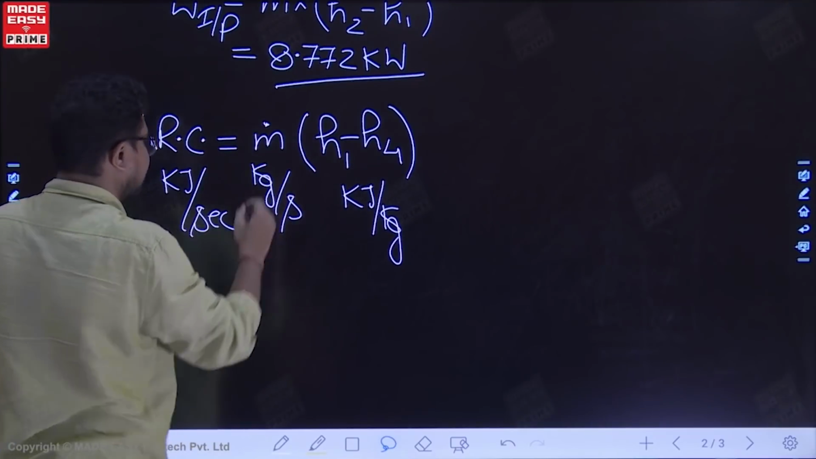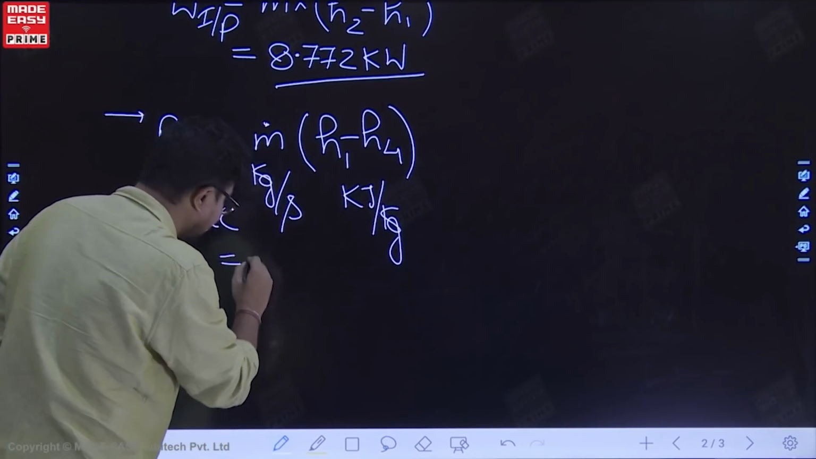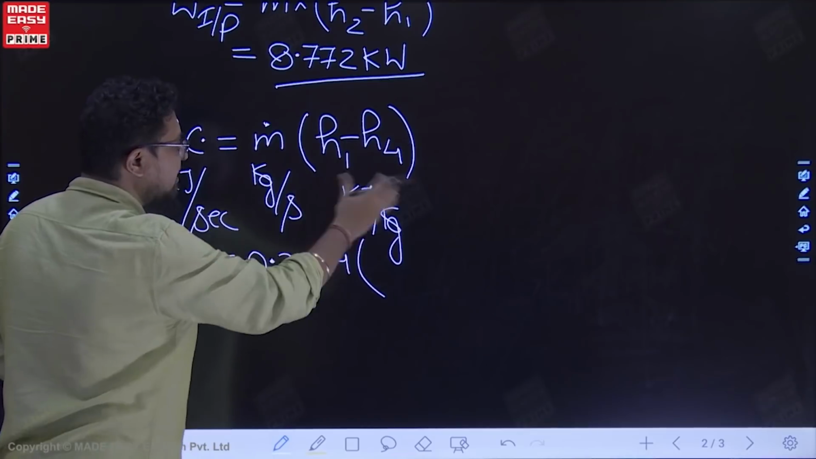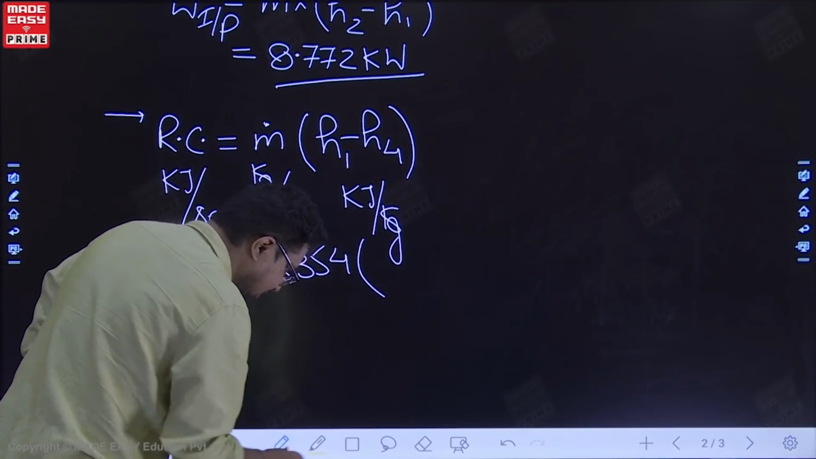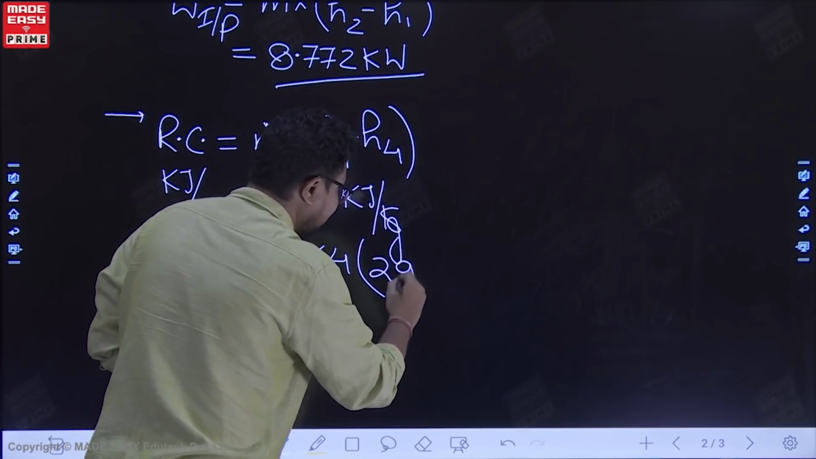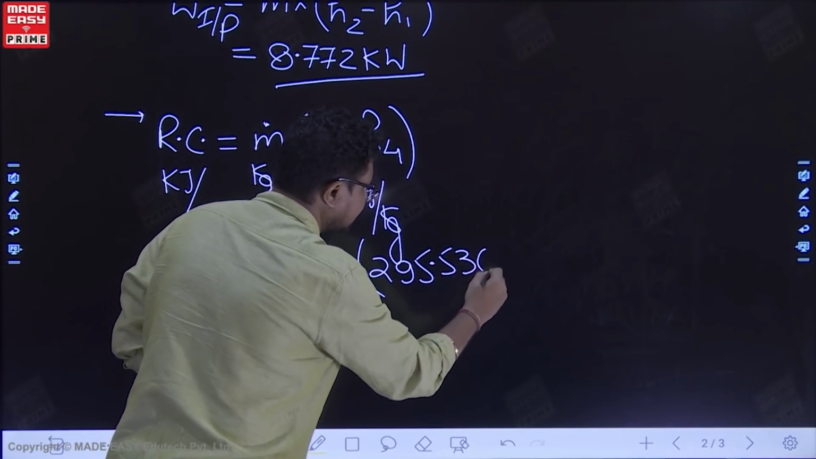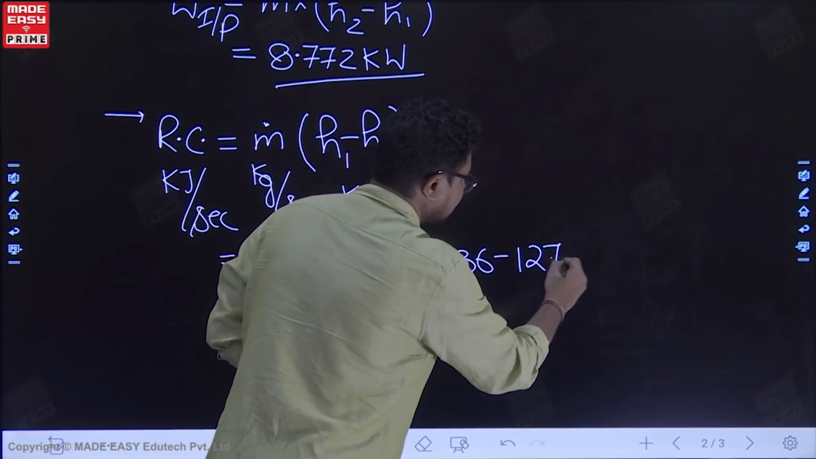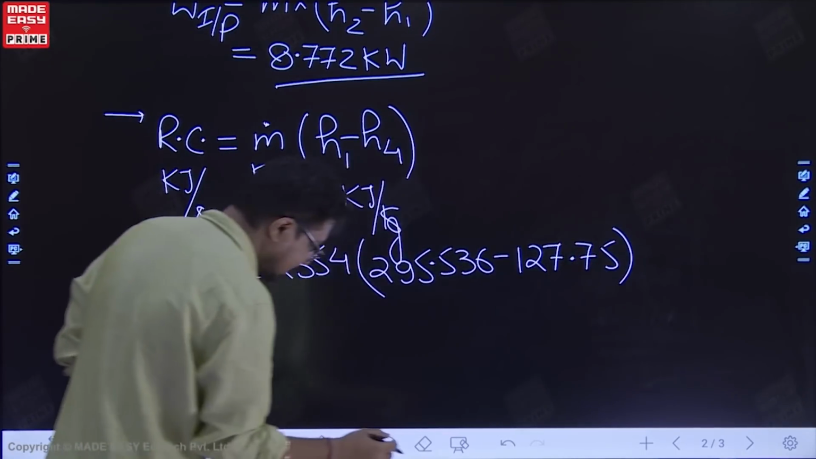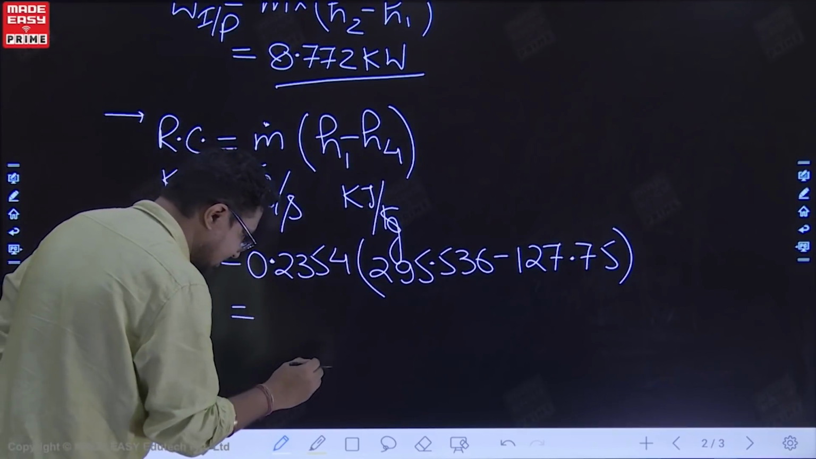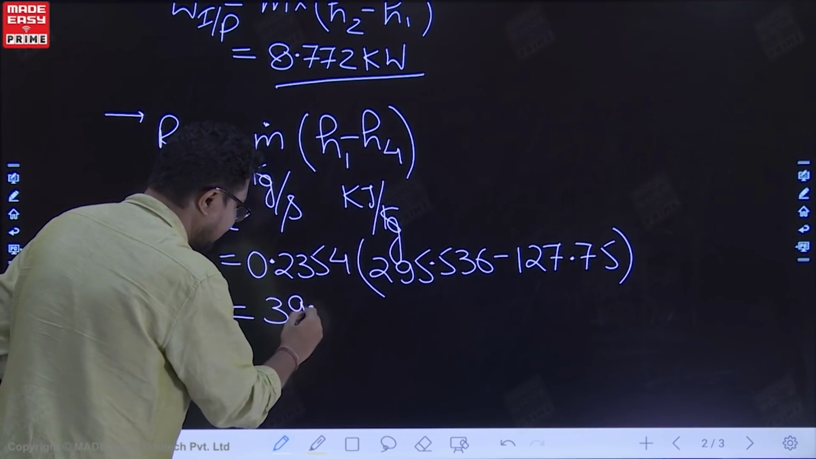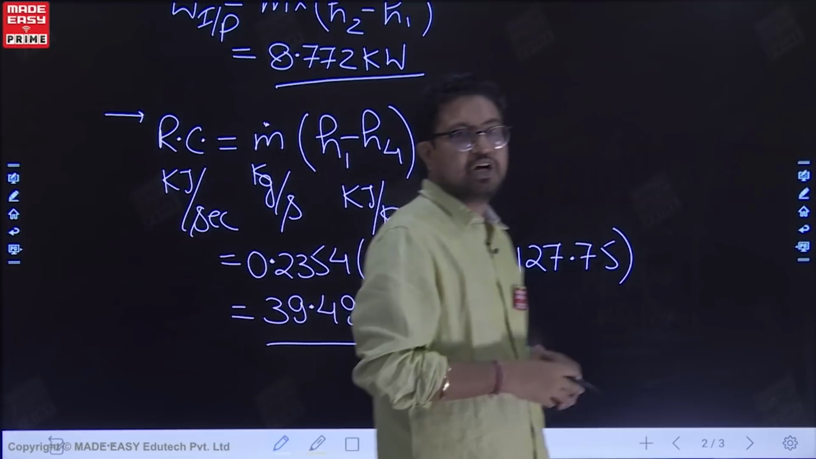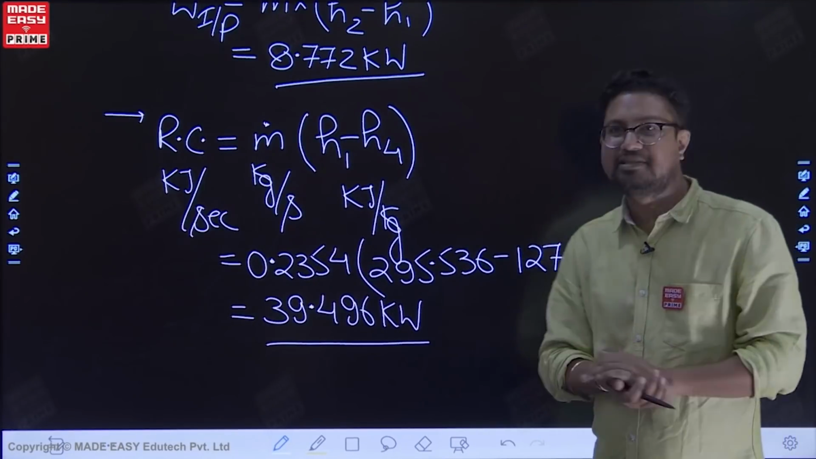So this we have calculated. M dot is 0.2354; these values we have already calculated. I'll write the values: 295.536 minus 127.75, and the value comes out to be 39.496 kilowatt. So this will be our final answer.